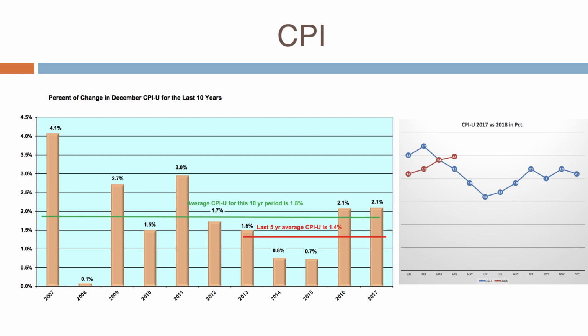The graphic to the right represents our projected 2018 consumer price index through the month of April. We're at 2.5%, which is an upward trend relative to 2017, which is a negative trend.